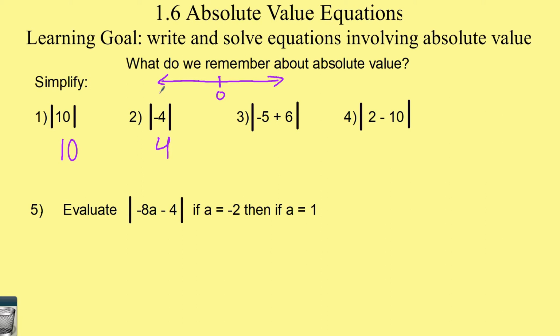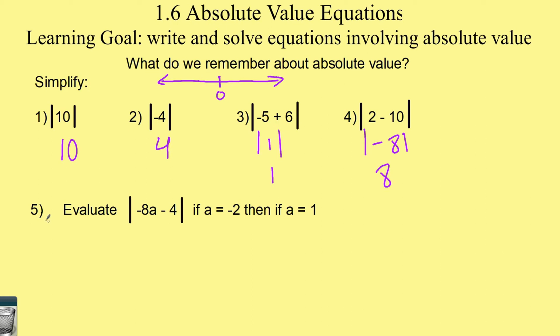Now 3 and 4, kids tend to want to jump the gun and they want to do the absolute value first. Okay, think of it as parentheses. You need to do what's inside first. Okay, and remember what I said before, addition and subtraction, you cannot take shortcuts. So this is not going to turn into 5 plus 6. Okay, -5 plus 6 is 1, and the absolute value of 1 is 1. Okay, for instance, again, number 4, 2 minus 10, that is -8, but then we do the absolute value and we get 8. Okay. All right.